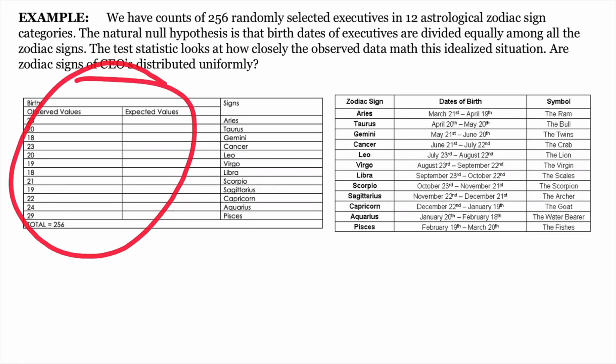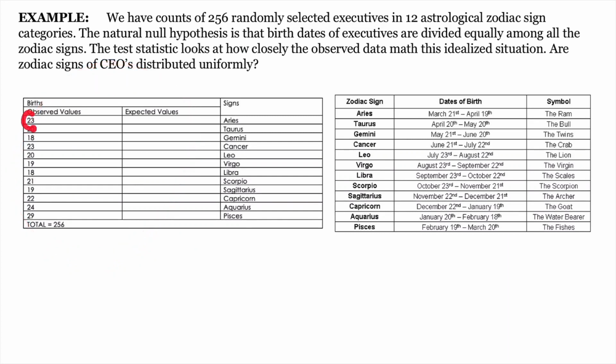This is the observed data. There were 23 executives who are Aries. Aries means they were born from March 21st to April 19th. Taurus, if you were born from April 20th to May 20th, and so on and so forth. So 23 of them are considered Aries, 20 Taurus, 18 Gemini, 23 Cancer, and so on.